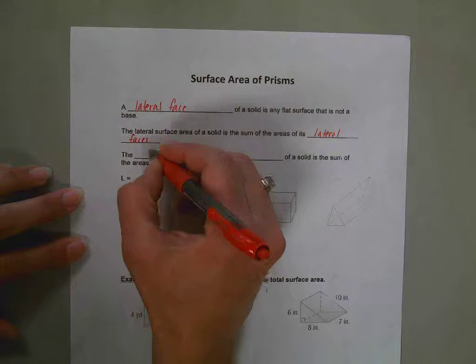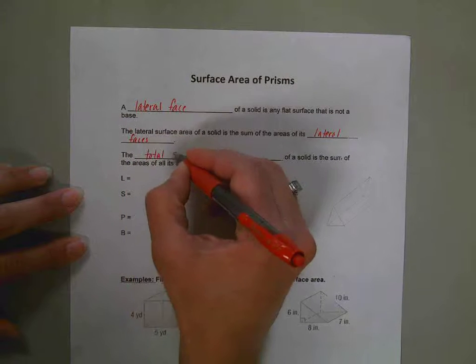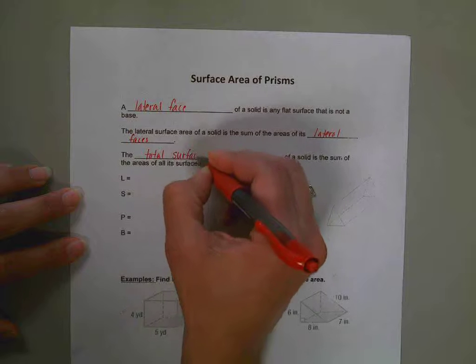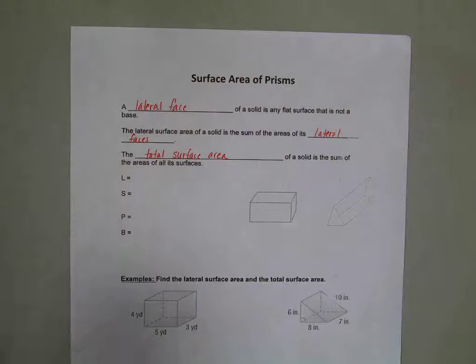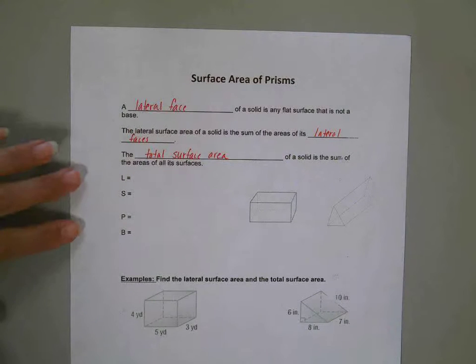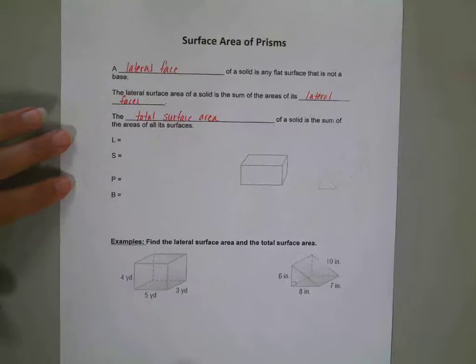The total surface area of a solid is the sum of the areas of all its surfaces. So let's look at the formulas for these.